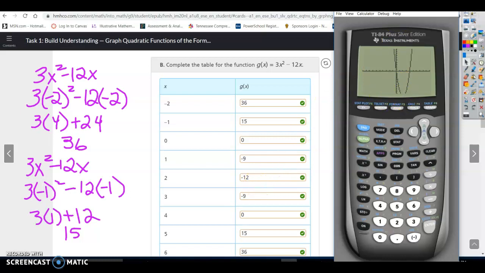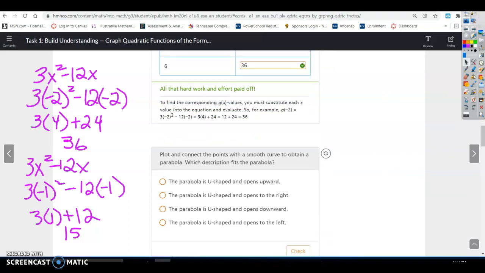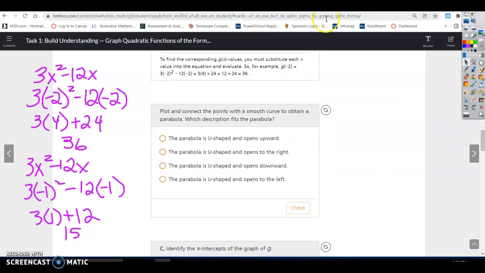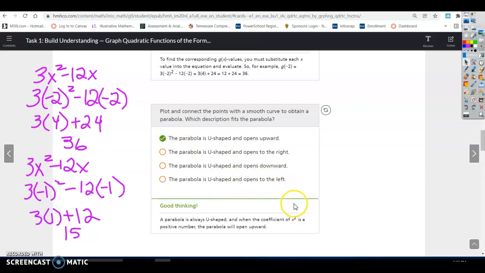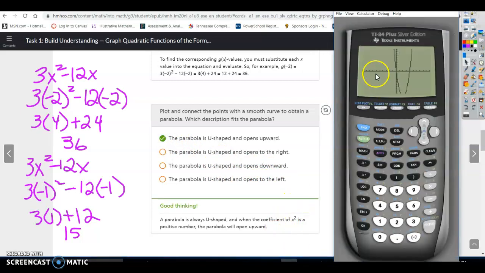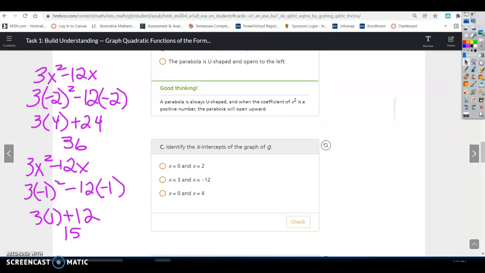-12 definitely makes sense for that. All right, so it says plot and connect the points with a smooth curve to obtain a parabola. Which description fits the parabola? The parabola is U-shaped and opens upwards. That's true. The parabola is U-shaped and opens to the right, opens downward, or to the left. So the parabola definitely opens up. And again, you can tell that by looking at this parabola here. The U-shaped graph is a parabola, and that's our function.